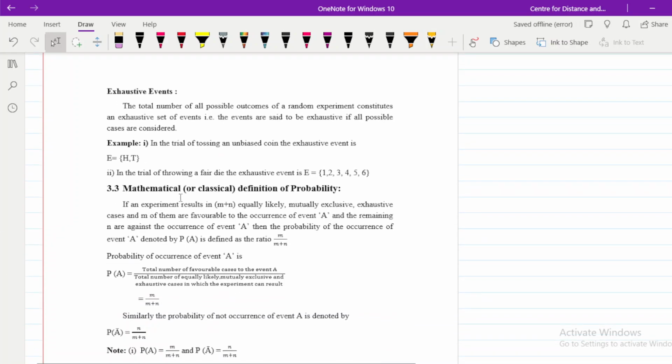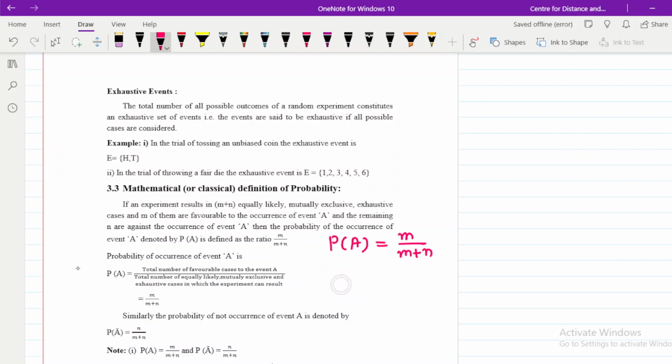Then we see the mathematical or classical definition of probability. If an experiment results in m plus n equally likely, mutually exclusive, exhaustive cases and m of them are favorable to the occurrence of event A and the remaining n are against the occurrence of event A, then the probability of the occurrence of event A, denoted by P of A, is defined as the ratio, that is P of A is equal to m divided by m plus n. Here m is the total number of favorable cases to the event A and m plus n represents the total number of equally likely, mutually exclusive and exhaustive cases in which the experiment can result. That is, P of A is equal to m divided by m plus n.